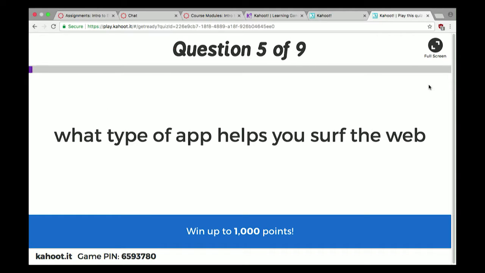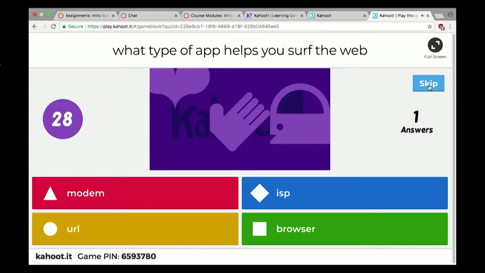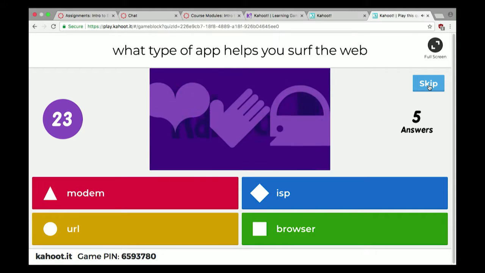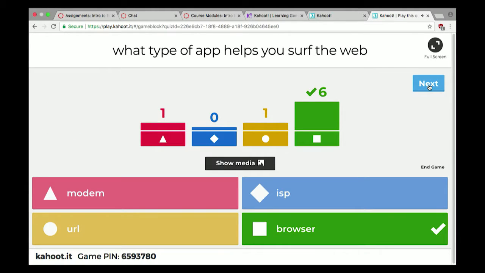All right, what type of app helps you surf the web? What do we call that app? By app, we mean program on your computer or smartphone. All right, 6 people got it right. So modem, that would be, historically, the hardware that allowed you to access the internet. It stands for modulator, demodulator, and what it basically did was turn data into audio that could be sent down a telephone line. But we don't use that anymore because it was so slow.